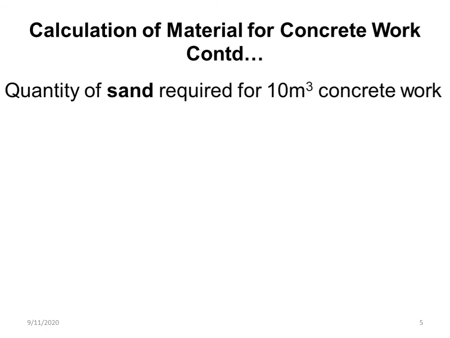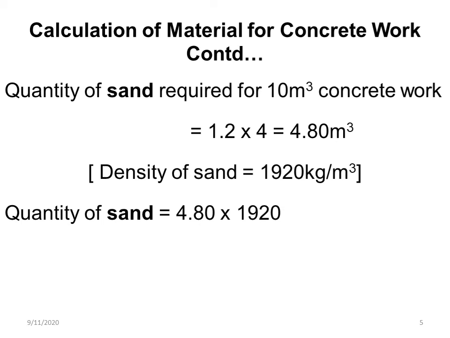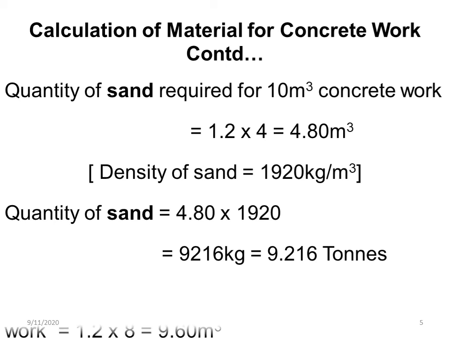Then, if you get the value of cement, it is very simple to calculate the quantity of sand and aggregate. Quantity of sand required for 10 m3 concrete work is equal to 1.2, the volume of cement, into the proportion. The proportion is 4 for sand. So, 1.2 into 4 becomes 4.80 m3 of sand required. Density of sand is 1920 kg per meter cube. So, in terms of kg, the quantity of sand becomes 9.216 tons.